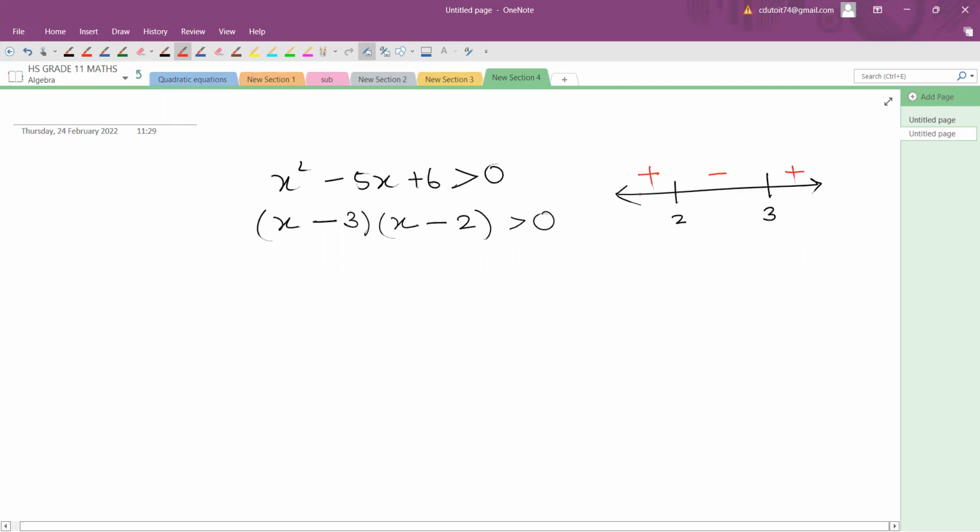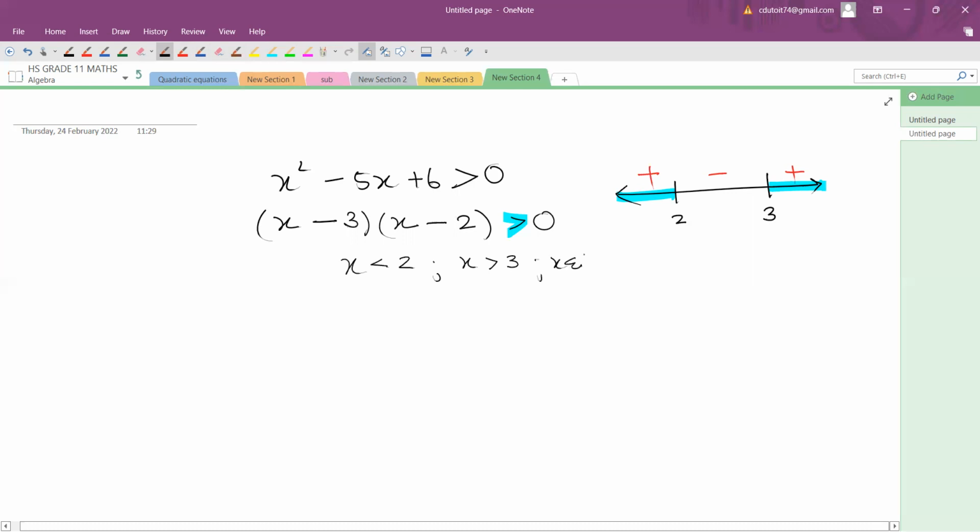And you'll find that's exactly what's going to happen. Okay. Now I'll go back to my equation. I want the equation to be larger or equal than 0. All the pluses. There's the pluses. In other words, x must be smaller than 2 and x must be larger than 3.